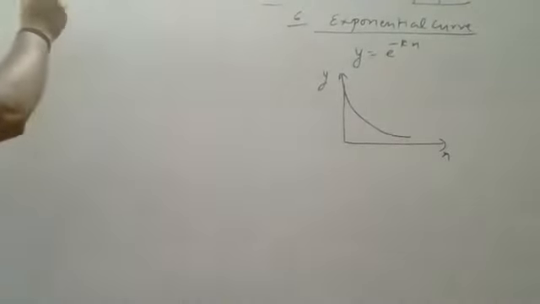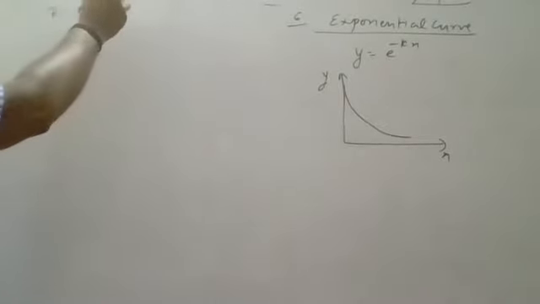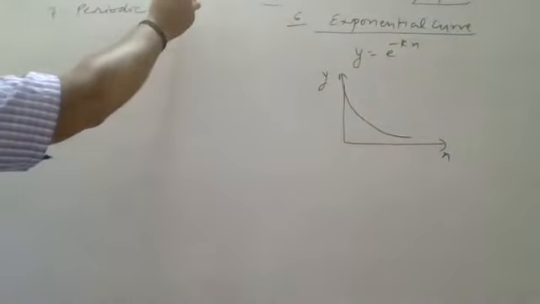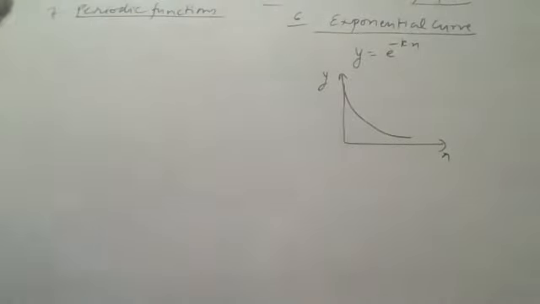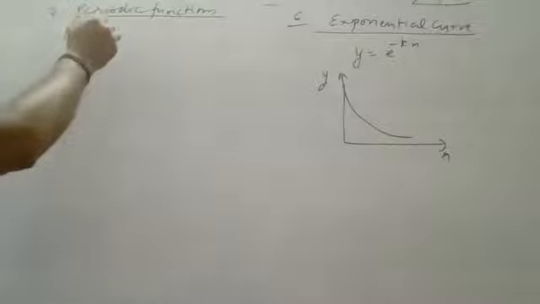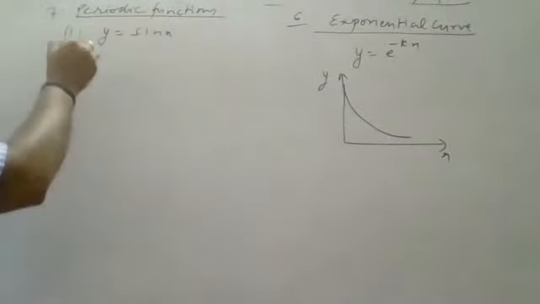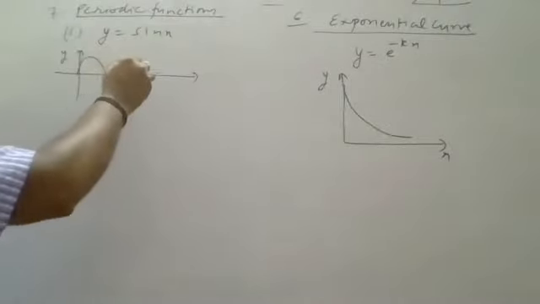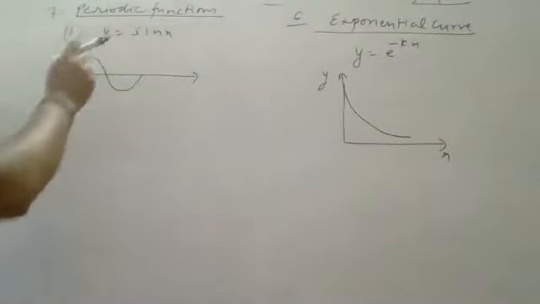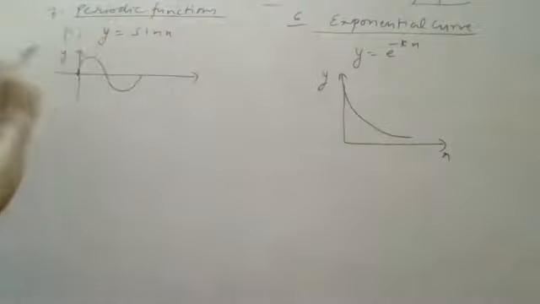See the number 7 graph, that is periodic functions. Periodic functions are what? Periodic functions are sine or cos. Functions of sine and cos are periodic. So first situation, y equals sine x. Then a graph will be prepared. It is y. You have to prepare the graph in this manner. When sine is 0, graph is 0; when sine is 90, graph is maximum.